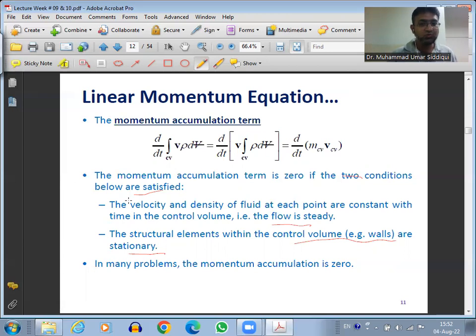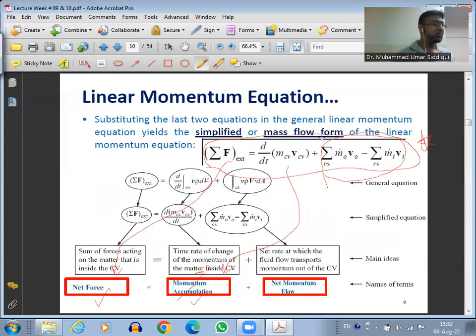So what are the two conditions for which the momentum accumulation term will be 0? These are the two conditions, and I want you to memorize them. I can ask in short questions: write down the conditions for which the momentum accumulation term could be 0. So I provide you this main equation and just ask you to write down the conditions for which the momentum accumulation term is 0.